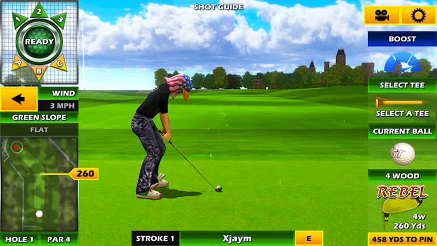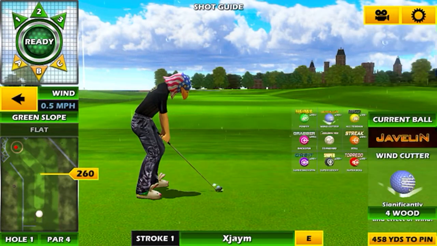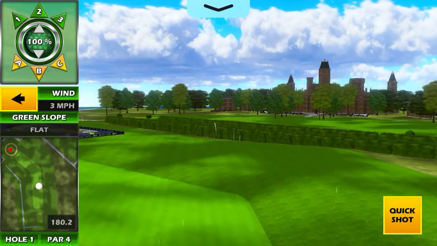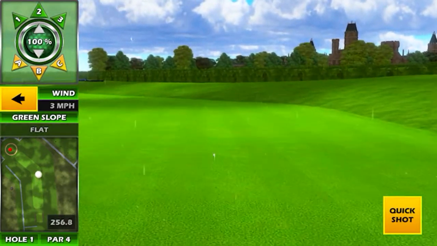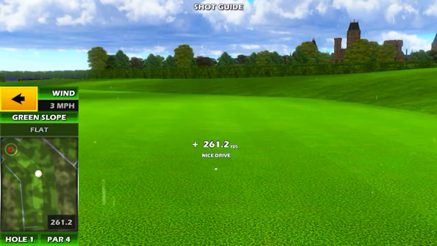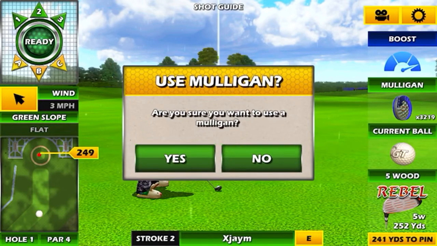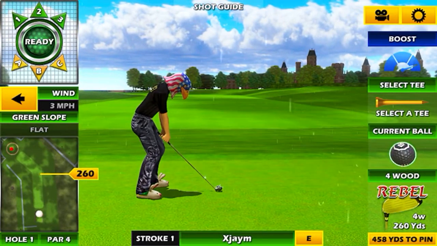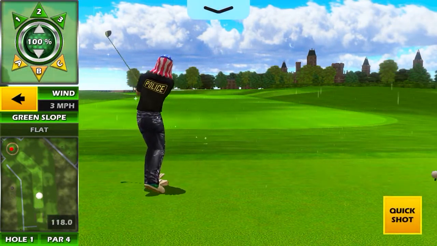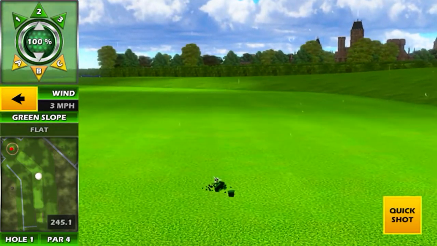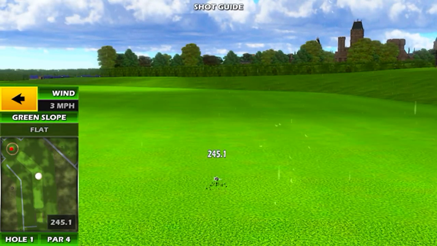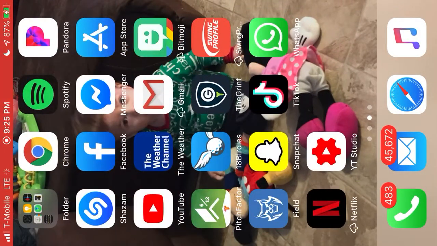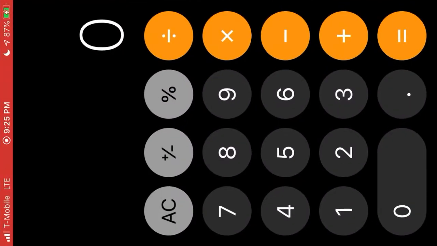If we go naked, let's go naked a little bit, adjust that way so the wind's directly sideways. We're going to go about 261. Now, if we apply a sniper, we hit it out, 245.